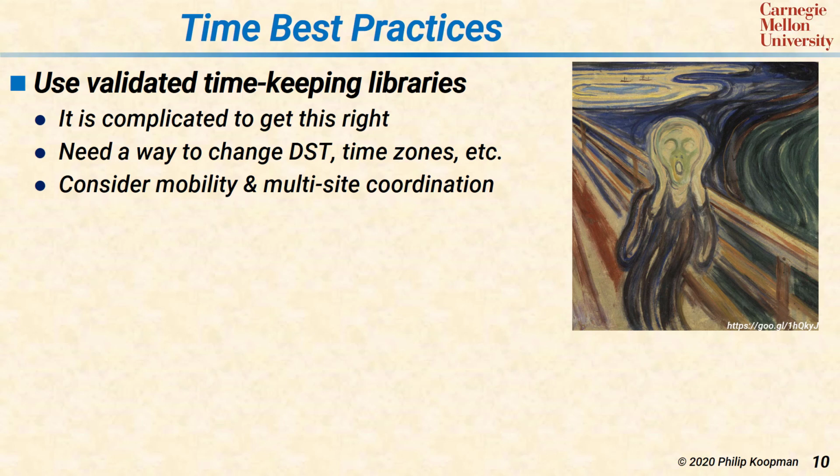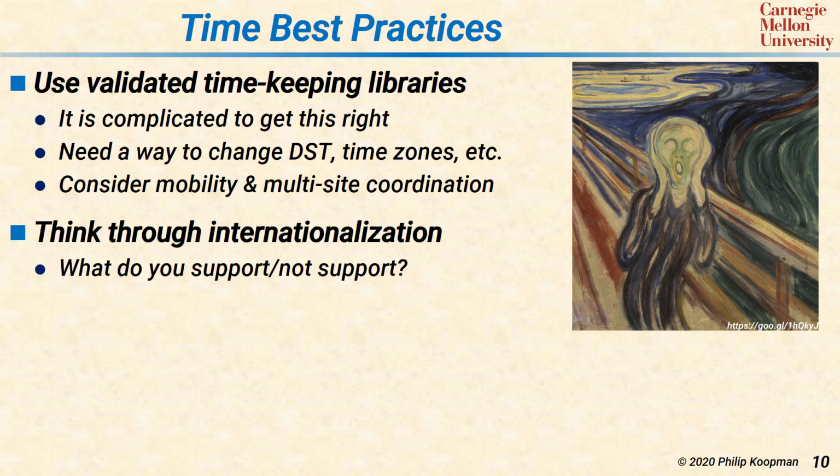You also need a way to change daylight savings time, time zones, etc. because your system may move or the laws may move out from under your system. Either way, it's going to change how things work when converting internal time to external time. Don't forget that you have to worry about mobility, so your system is likely to change time zones or change time zone rules, and you have to worry about multi-site coordination. In other words, two systems may have to establish a common notion of what time it is and what event sequencing is, but they're in different local time situations.